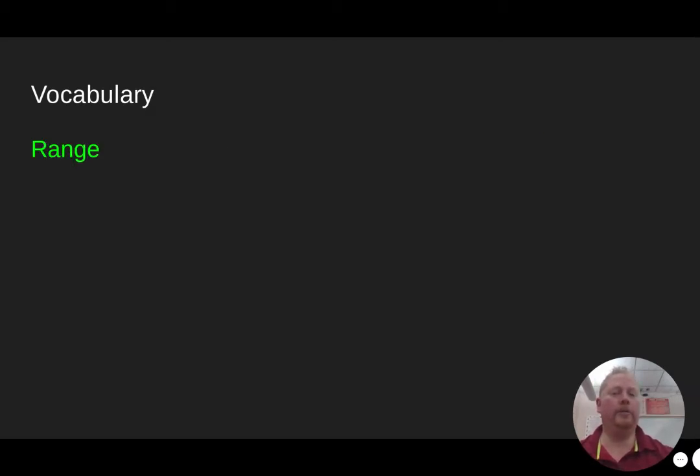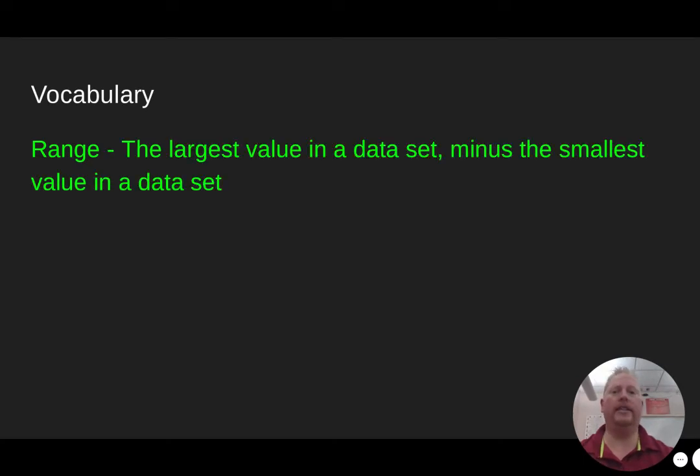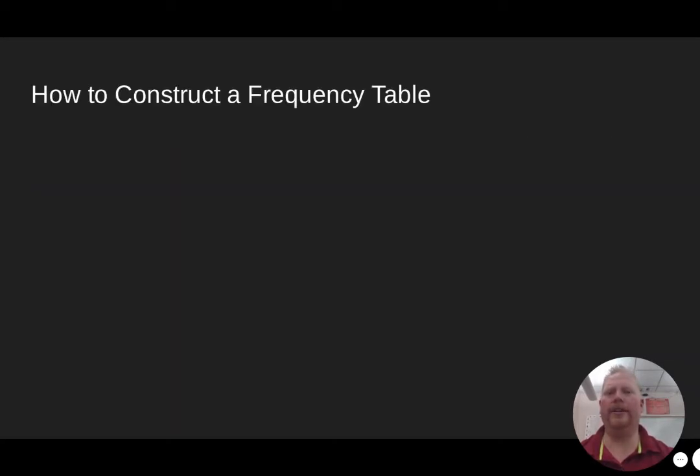Another vocabulary term which you're probably familiar with is range. Not the same thing as domain and range, but all we do for range is take your biggest number and subtract the smallest number. So the largest value in a data set minus the smallest value in a data set. Let's go ahead and tackle both of those real quick. Let's construct our first frequency table.